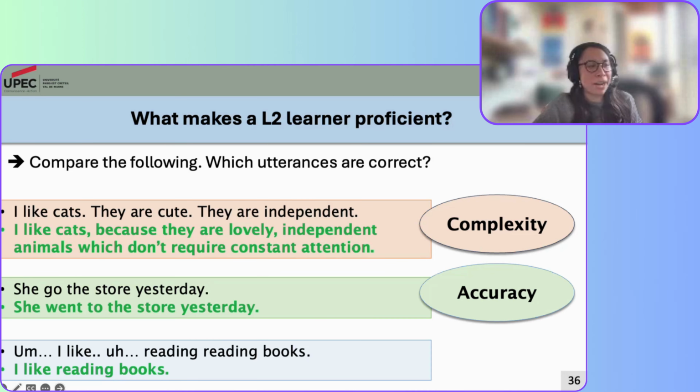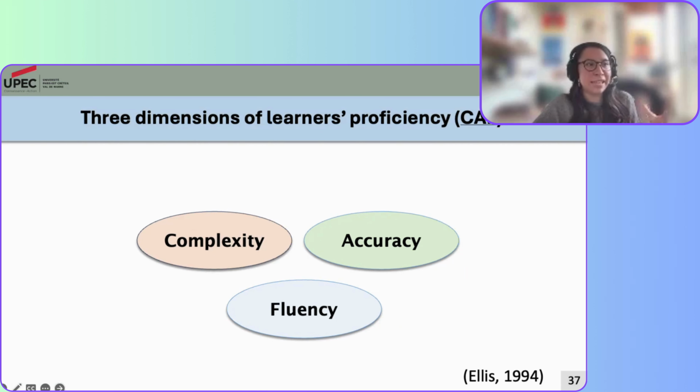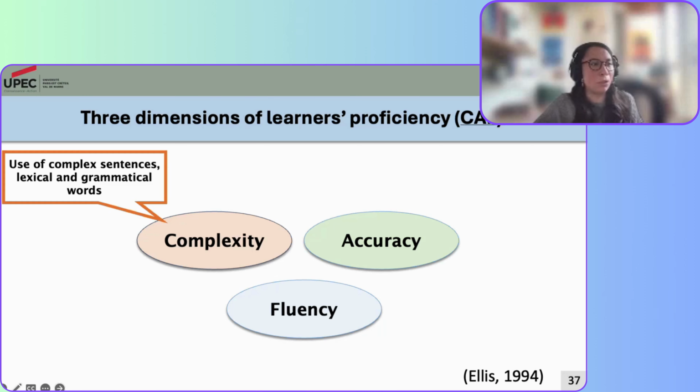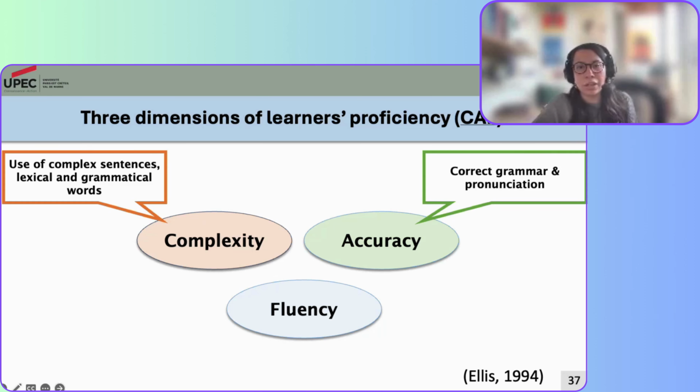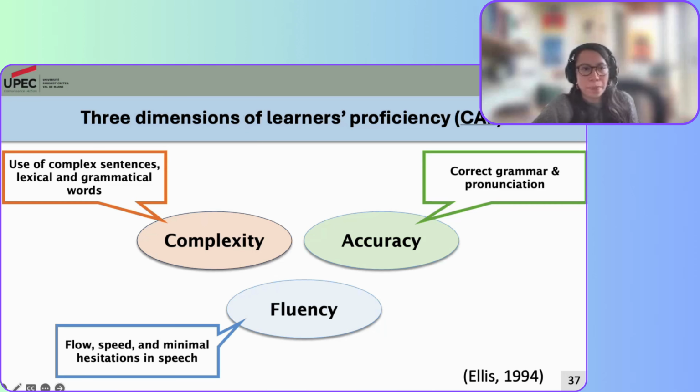And then in the end, there's nothing wrong with that one, but it has lots of pauses and hesitations. So it's not very fluid, and so we talk about fluency. These 3 dimensions have been understood in terms of the CAF model: complexity, accuracy, fluency. It's kind of an old model now, and obviously there are many more ways to look at second language proficiency, but it's just to give you an example very quickly. Complexity is the use of complex sentences, lexical and grammatical words; accuracy is correct grammar and pronunciation; and fluency is the flow and speed, with minimal use of hesitations in speech.